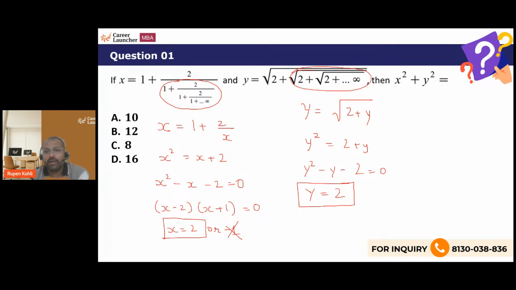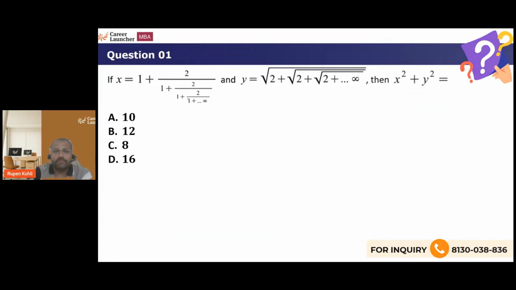So x and y, both of them are 2, right? And therefore, we can find x square plus y square is nothing but 2 square plus 2 square, which is 4 plus 4, 8, right? So the logic of this problem was the recurring pattern that we have. Perfect. All right. Let's go to the next one.